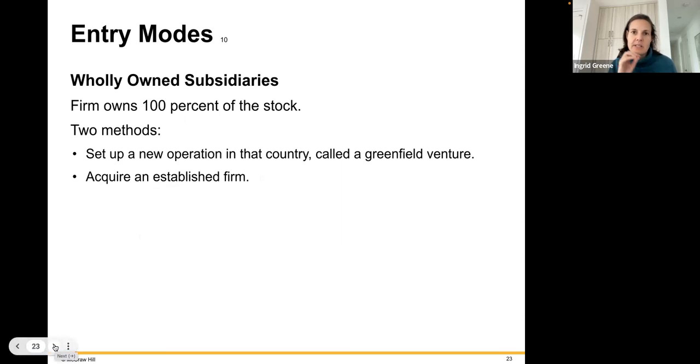IKEA does this as well because they just feel like their product is very Swedish and has been perfected in many different countries. And so they don't do any type of joint venture except India. They did decide to do that because they felt like they needed to know the Indian market so much better. But in most countries, they do a wholly owned subsidiary just from the beginning.